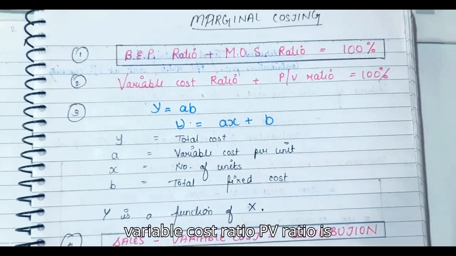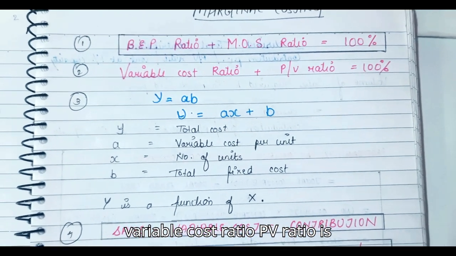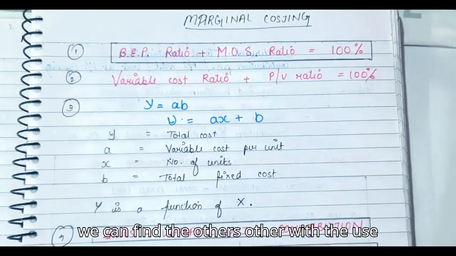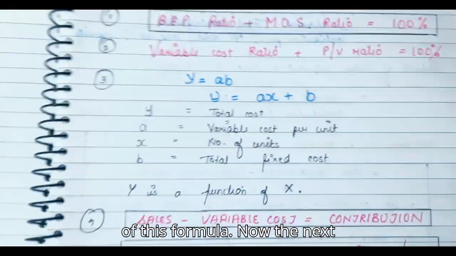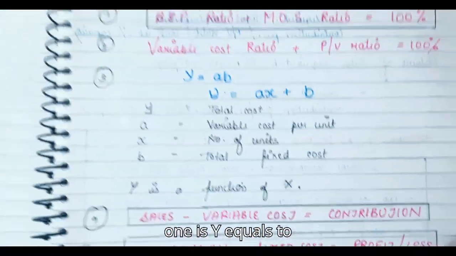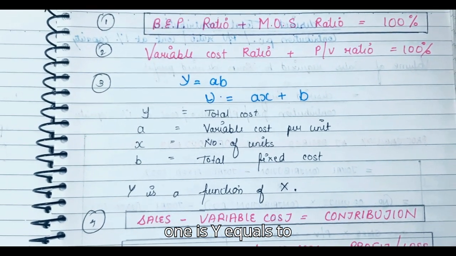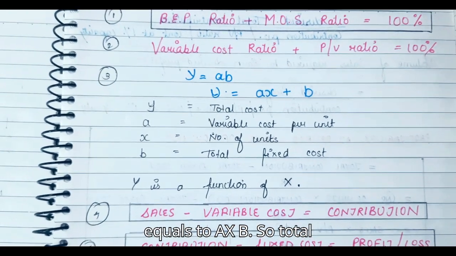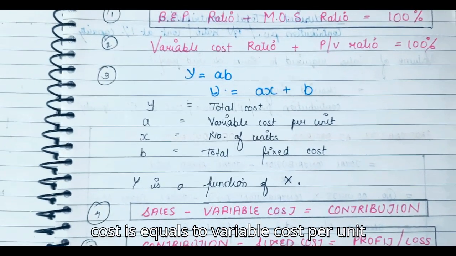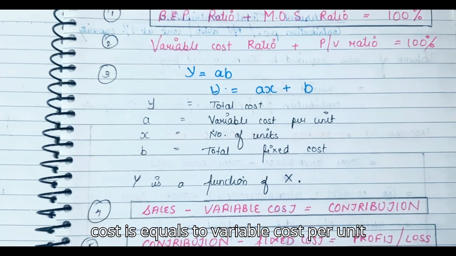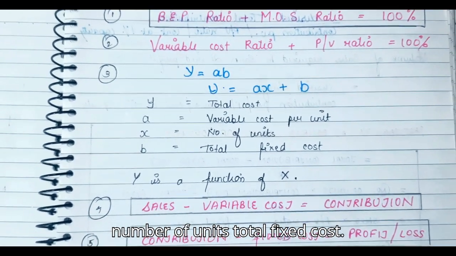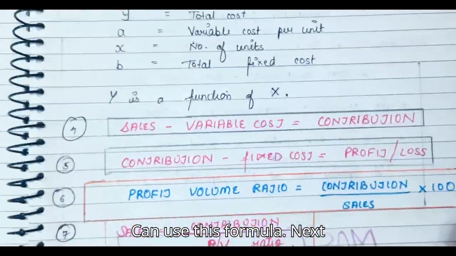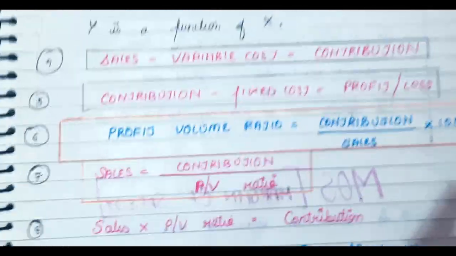The other one is variable cost ratio plus PV ratio is equal to 100%. If one is given, we can find the other with the use of this formula. Now the next one is Y equals AX plus B. So total cost is equal to variable cost per unit into number of units plus total fixed cost. We can use this formula. Next, what is contribution?